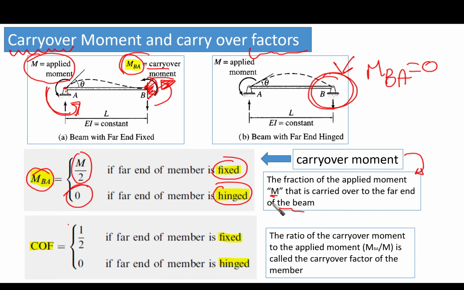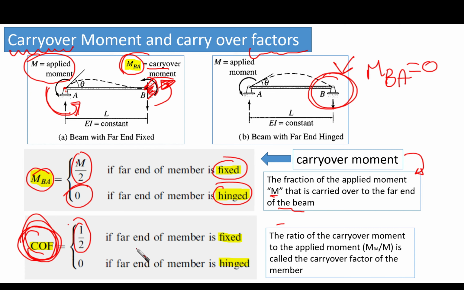Okay, now let's go to the next part, which is the carryover factor. The carryover factor is very simple. It means the fraction of the moment. It is the same here. We are going to divide the carryover moment by the applied moment M. Then we're going to have half here. So this is what we call the carryover factor.